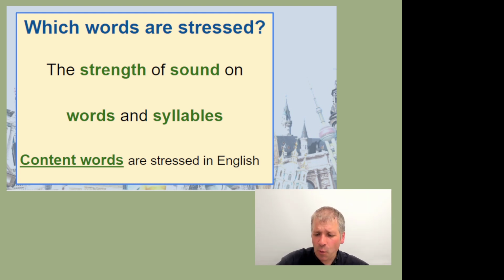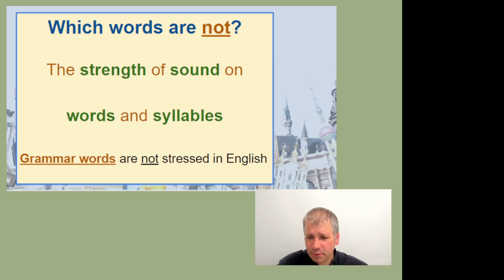What about the other words? So which words are not stressed? Now we're looking at the words in orange. The other words are all grammar words. Let's listen again to how it's pronounced. The strength of sound on words and syllables. Did you notice with the, of, on, and, they were all lower, quieter, and a bit quicker too? That's going to be important in a minute when I get to talk about rhythm.